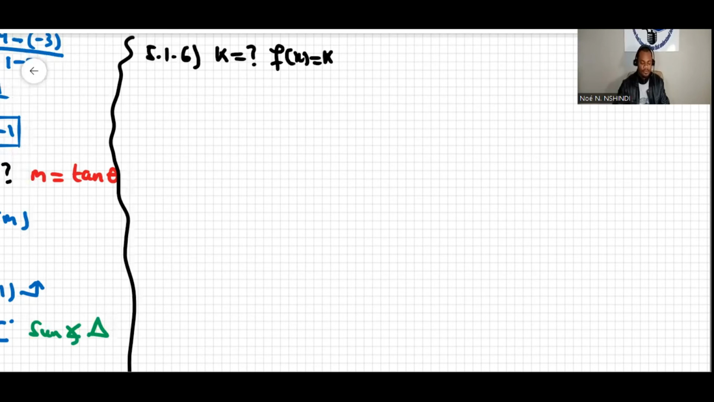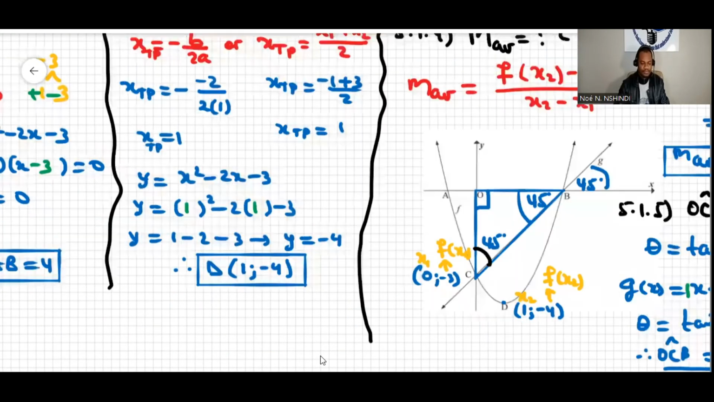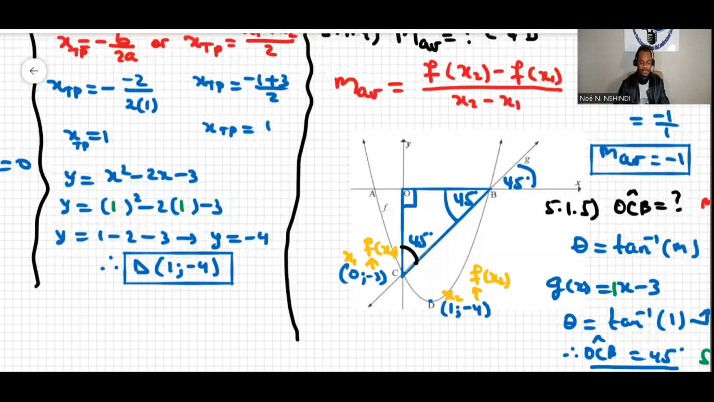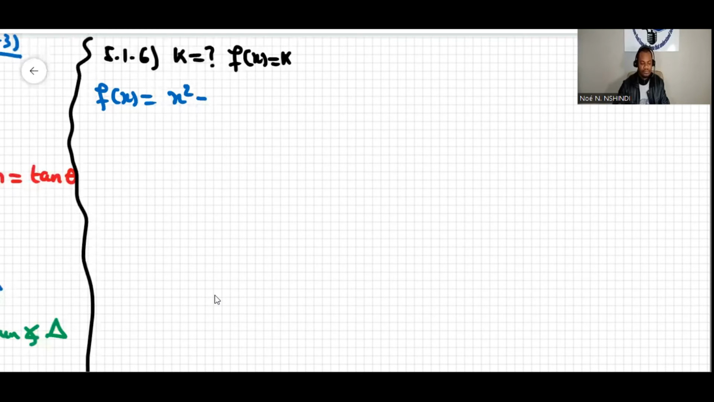We know that f of x was given by what? x squared, let's see it again, x squared minus 2x minus 3. And now, we just said that this is equal to k. In other words, we can move k in. So this will become x squared minus 2x minus 3 minus k equal to 0.